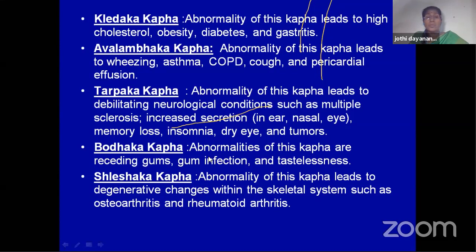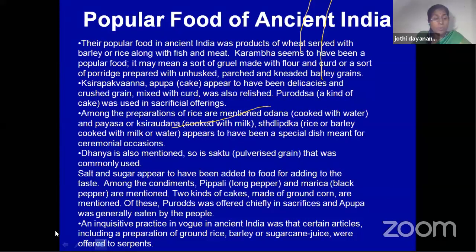And then if it goes with your digestive system, it also affects the gums. Gums get infected, and it leads to tastelessness. And if it is too high, it would lead to memory loss, insomnia, dry eyes, and then tumors. If it gets into the lungs too heavily, asthma. This is how it goes, right? Let me now get on to the next part. Are there any questions you would like to ask me on it?